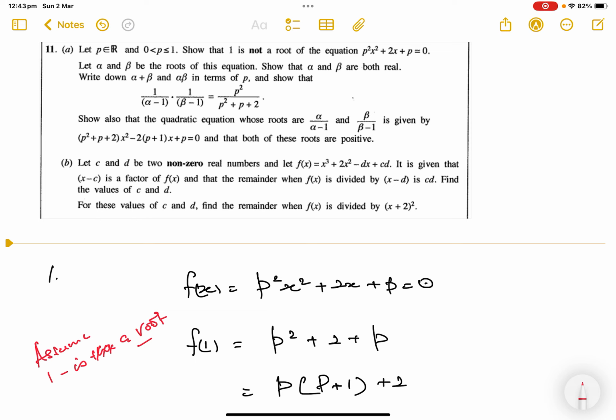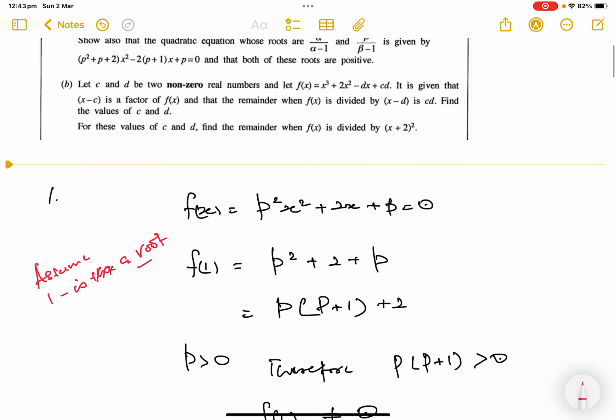Now we get on with part B. Let c, d be two non-zero real numbers, and let f of x equal x cubed plus 2x squared minus dx plus cd. It is given that x minus c is a factor of f of x, and that the remainder when f of x is divided by x minus d is cd. Find the values of c and d. Let's do that first.